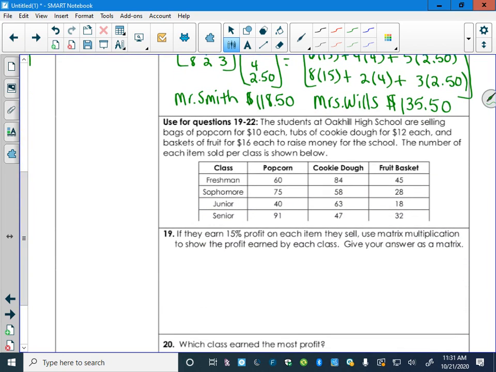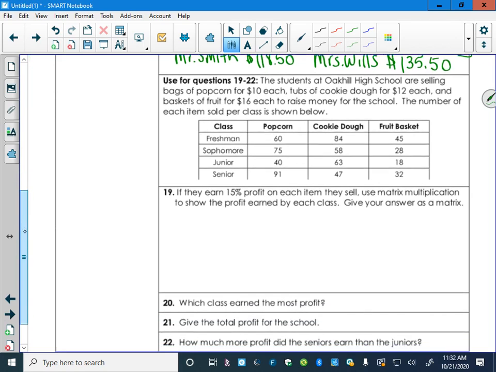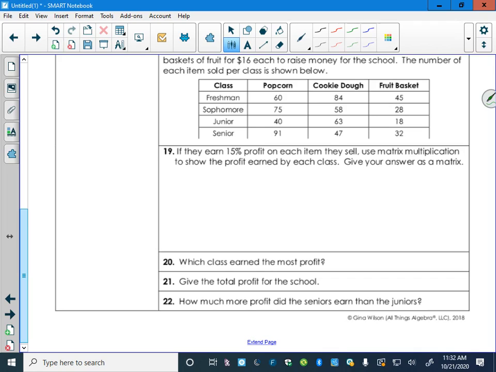It says use for questions 19 through 22. The students at Oak Hill High School are selling bags of popcorn for $10 each, tubs of cookie dough for $12 each, and baskets of fruit for $16 each to raise money for the school. The number of each item sold per class is shown below. 19 says if they earn 15% on each item that they sell, use matrix multiplication to show the profit earned by each class. Give your answers as a matrix.